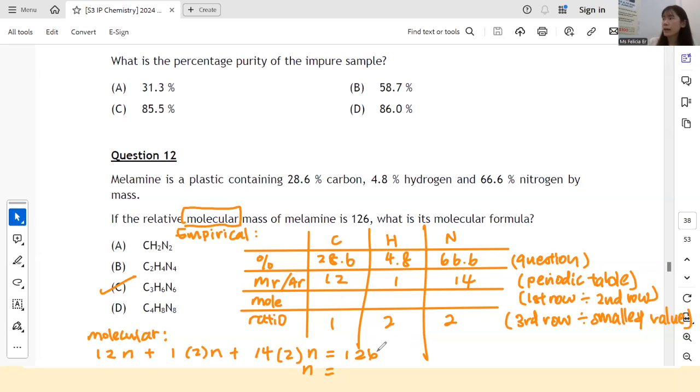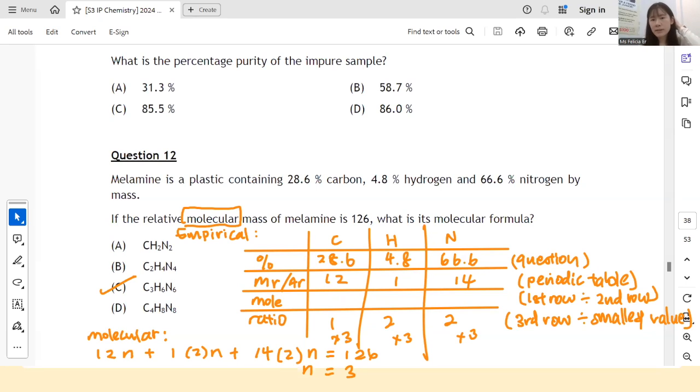After you have solved for n, by right, the answer should be 2. That means you need 2 times to all the values here. So it means instead of C1, it becomes C2. Sorry, it should be 3, is it? That's 3. So C1 becomes C3. H2 becomes H6. So everything just times 3, times 3, times 3. And then you can get the answer of C. Done. So this will be how you solve it. Can? All good?